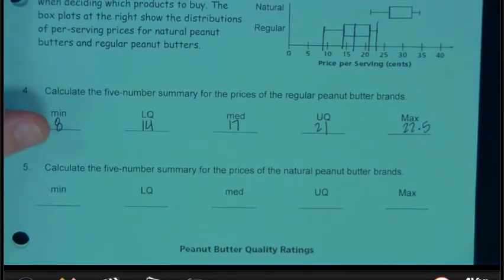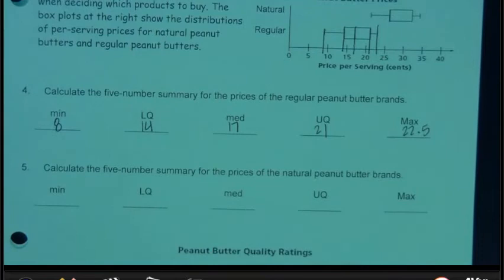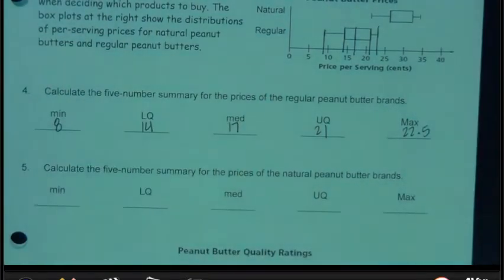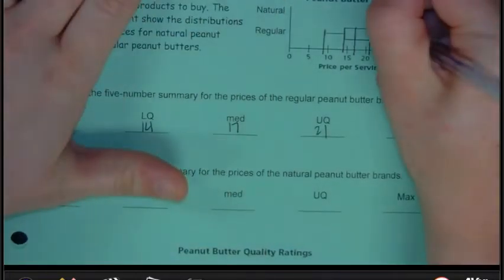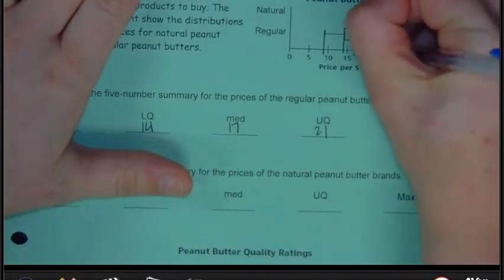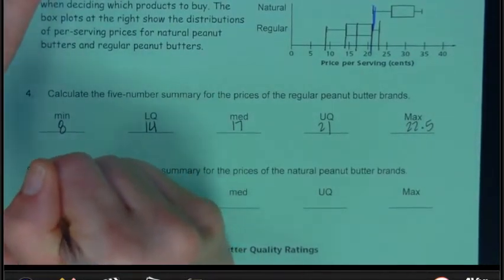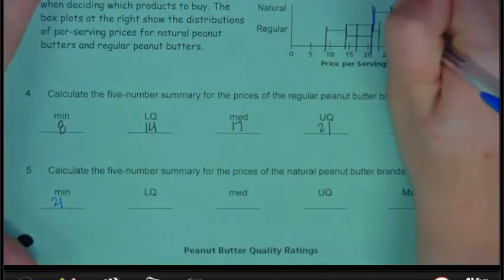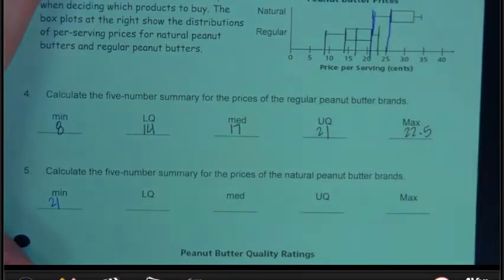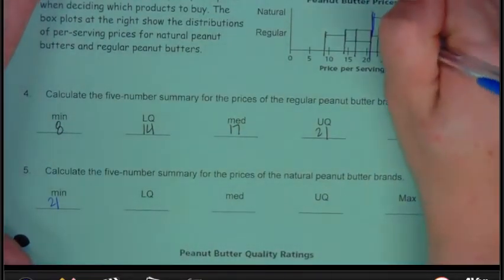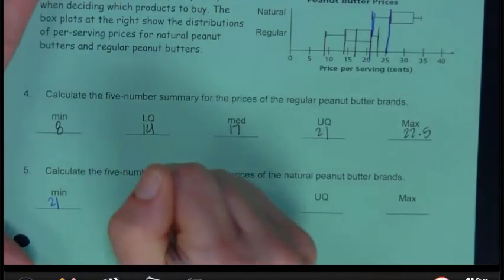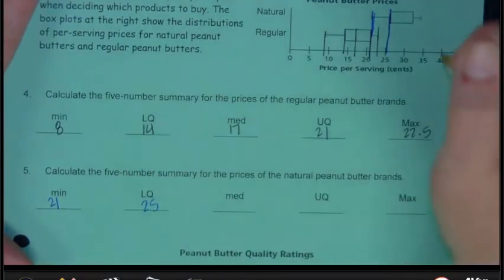Okay, so calculate the 5-number summary for the prices of the natural peanut butter. So let's look at our natural here. I can switch over to a different color. Well, it looks like my minimum for that different color starts at my upper quartile from before, which we're going to say is 21. And then my quartile 1, if I can draw straight down, it's probably at 26, 25. So I'm going to say 25.